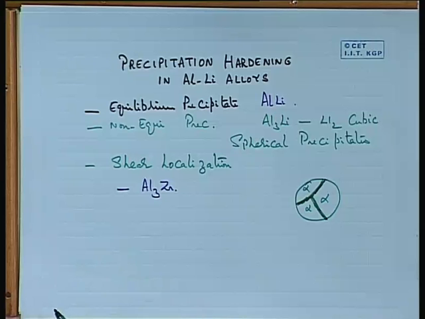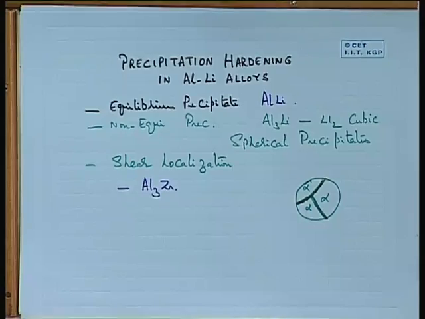The theta phase, which is the equilibrium phase, is going to precipitate at the grain boundaries, because grain boundaries act as the nucleating sites. So it precipitates at the grain boundaries and forms a network of theta at the grain boundaries. So you have a brittle theta phase at the grain boundaries, and that's what makes the whole alloy very brittle.